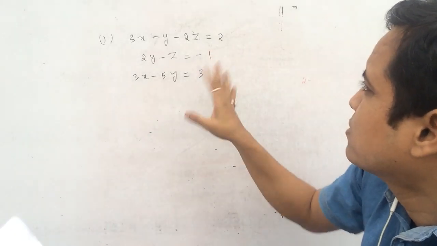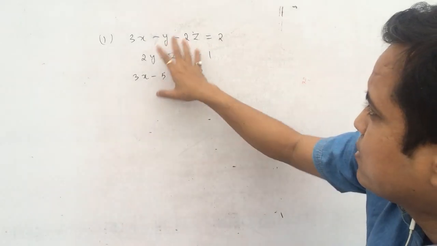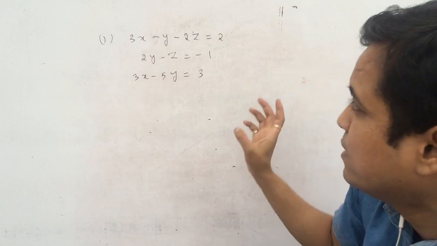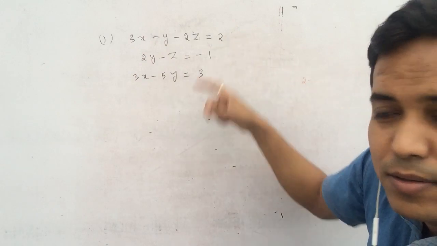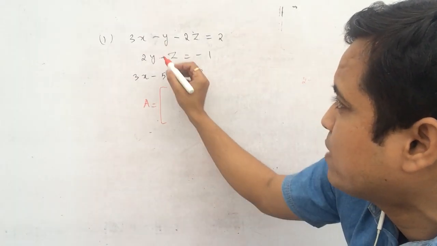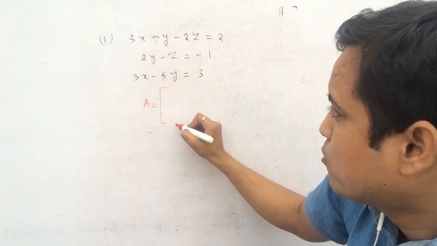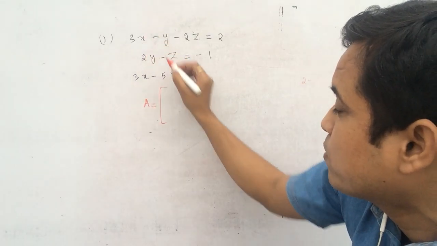So we have to solve this. First, what is this? This is a system of linear equations. There are three variables x, y and z, and here 2, minus 1, 3 are called the constants. First, try to find A. What is A? It is the coefficient matrix. The first column is for the coefficient of x.